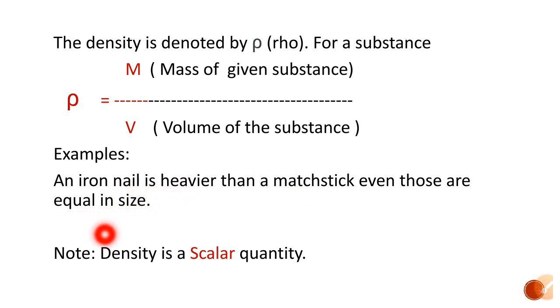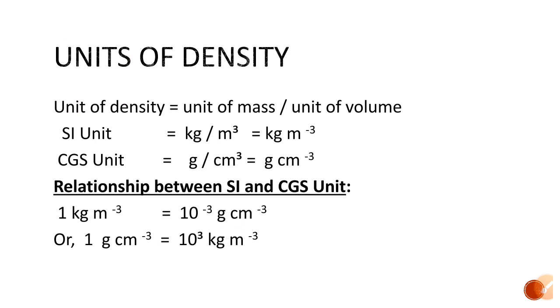Now see, the note given here: density is a scalar quantity. Remember this point. Okay, density is a scalar quantity. Next point, units of density. What is the formula of density? It is mass divided by volume. So the unit of density is equal to the unit of mass divided by the unit of volume.